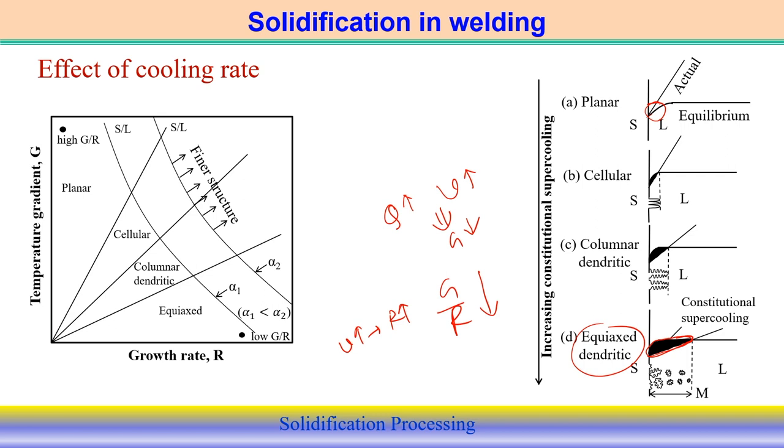There is some benefit to promoting the equiaxed dendritic structure in the solidification process, because it influences the mechanical properties of the solidified or welded component. And of course, if you follow G by R in this curve, which we already discussed, we see that if the cooling rate is very high, we can expect a finer structure. When we compare the solidification of casting and welding, the cooling rate in welding is usually much higher than in casting. So, we can expect an overall very fine grain structure in welding compared to the casting process.